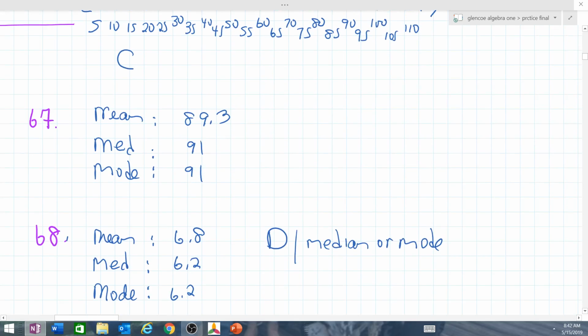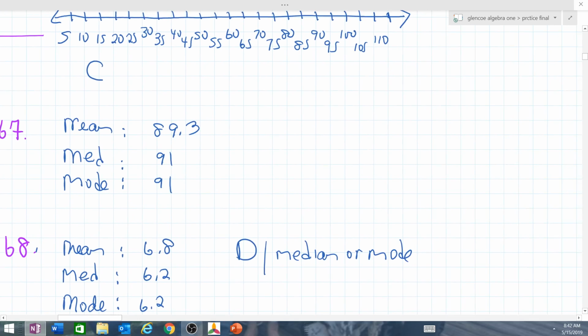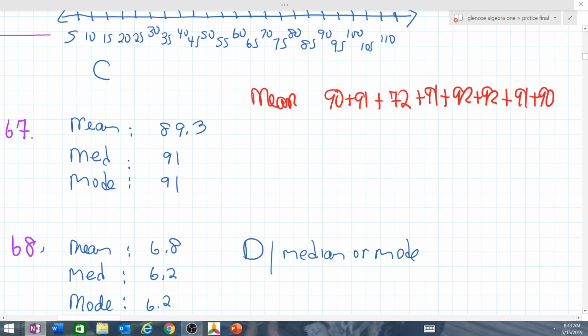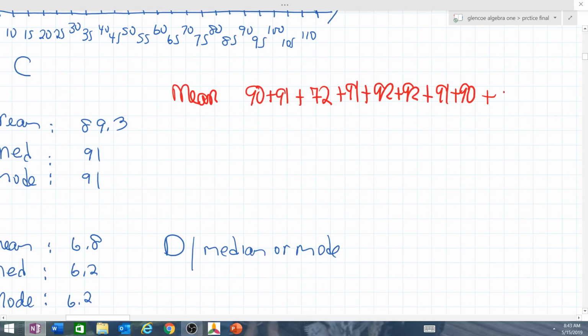67. Find the mean, median, and mode of Anthony's math scores. Round to the nearest tenth if necessary. Okay, so we had to find the mean, and I'm sorry because I didn't work this one out, so let me work it for you now. To find the mean, you are going to add them all up. 90 plus 91 plus 72 plus 91 plus 92 plus 92 plus 91 plus 90 plus 90 plus 91. Let's make sure I didn't leave any out.